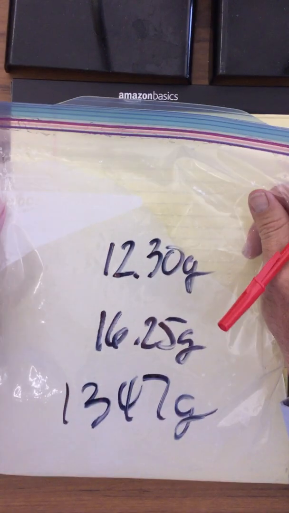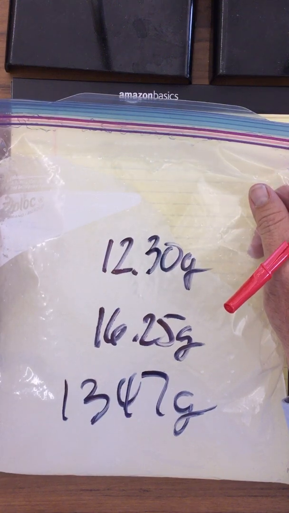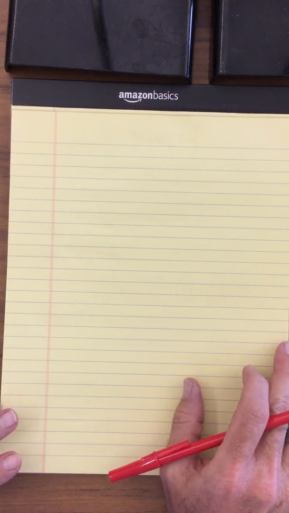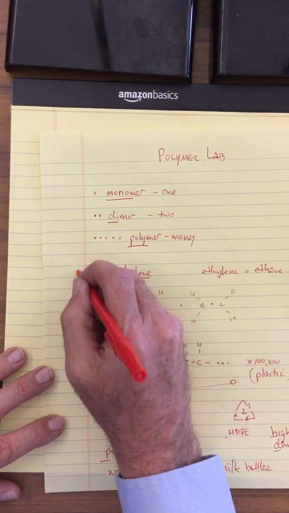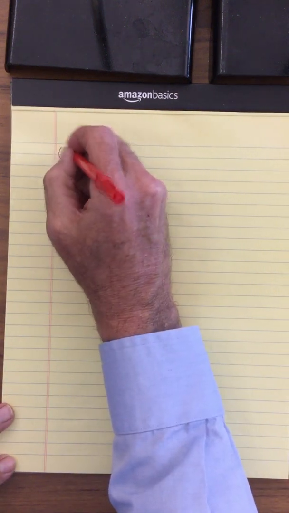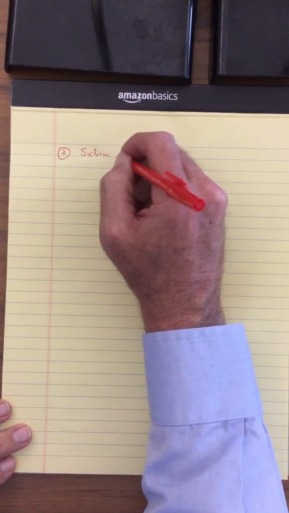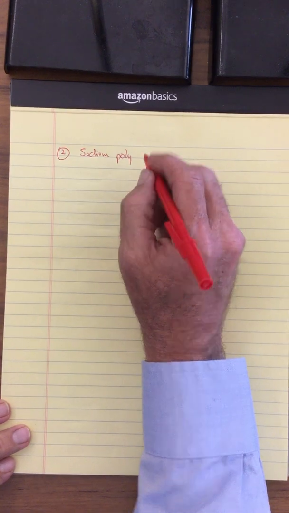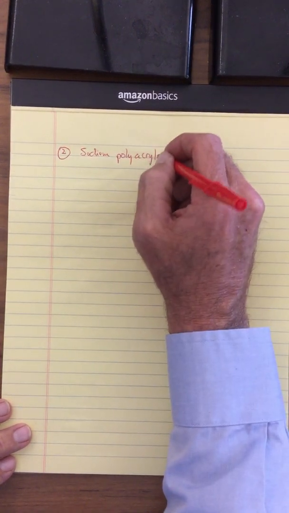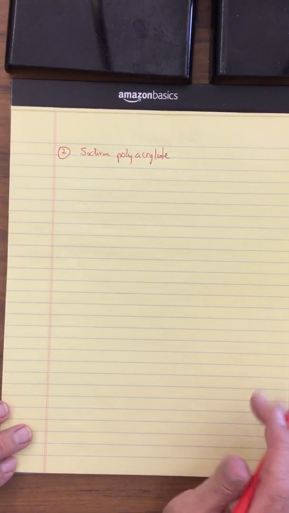And I have the bag right here, and we're going to write all this information down. So this is our sodium polyacrylate. Let's go ahead and say that this polyethylene is item number 1, and item number 2 is going to be the sodium polyacrylate. So you notice that we see the word poly again. Sodium polyacrylate.